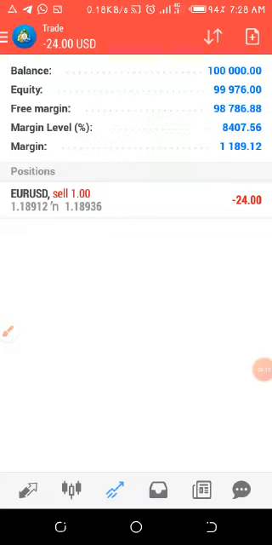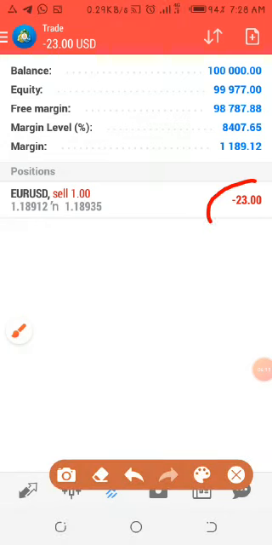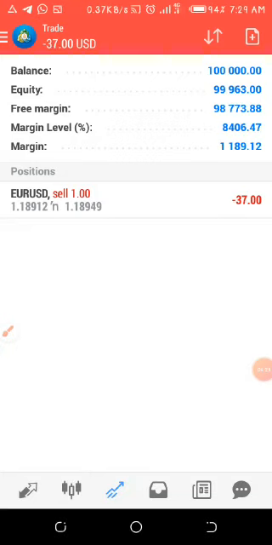Now see this minus now, meaning I'm making losses, because it's red. It will show red, meaning I'm making losses. Do you get me now? So once it shows blue, means I'm making profit. So let's just watch and see for a while.